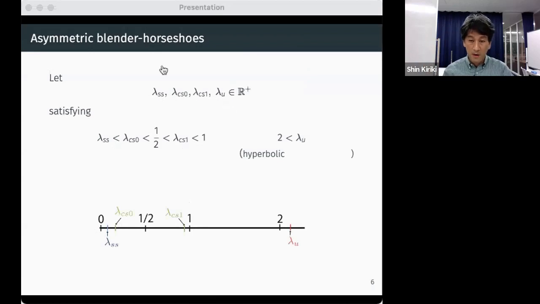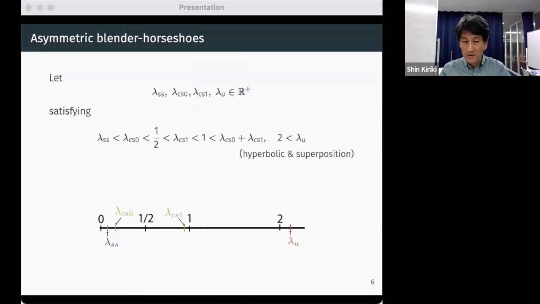On the other hand, the pair of middle constants corresponds to the center stable eigenvalues. We will suppose that one of the center stable eigenvalues, lambda CS0, is smaller than 1/2, and the other one, lambda CS1, is bigger than 1/2. Moreover, we have to suppose that the sum of these center stable eigenvalues is bigger than 1. This means that the distance from lambda CS0 to 1 is smaller than the distance from 0 to lambda CS0. This condition will guarantee the superposition region for the blender we want.